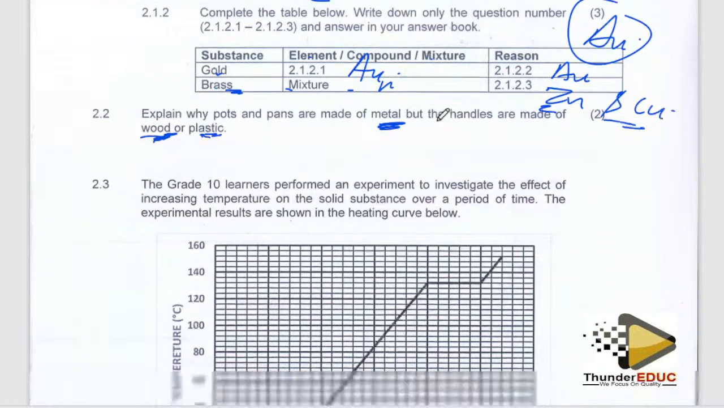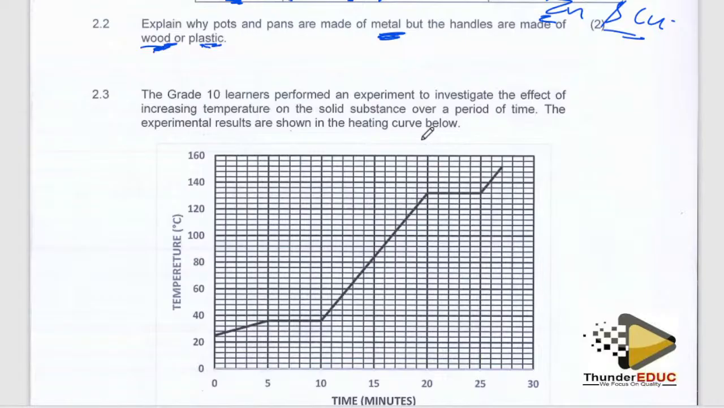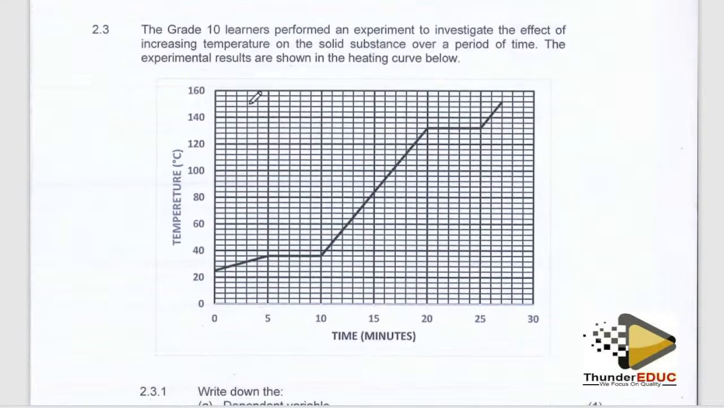Grade 10 learners performed an experiment to investigate the effect of increasing temperature on a solid substance over a period of time. And they are saying that the experimental results are shown in the heating curve. This is the heating curve. Yesterday, I showed you the different curves, the cooling curve and the heating curve. And I said that we're going to bring one. Anyway, we brought the heating curve.